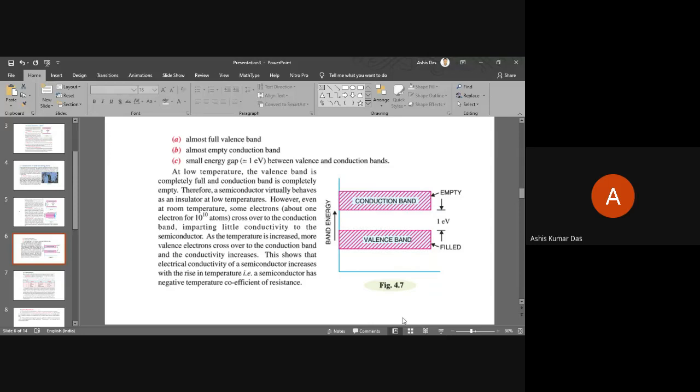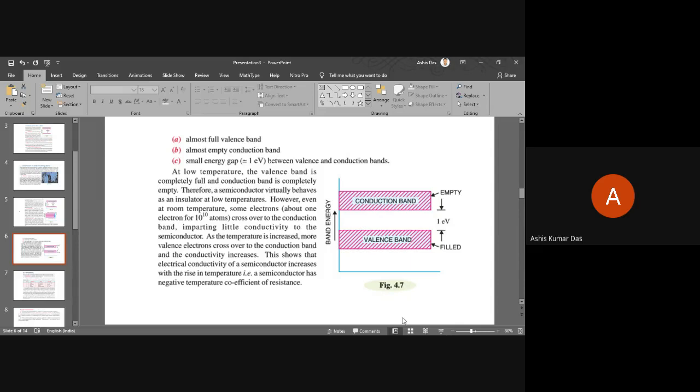That means with the rise of temperature, the conductivity of the semiconductor increases, and now this semiconductor will just behave like a conductor. So the semiconductor has this type of peculiar characteristic. You can see that at a lower temperature, it is just working as an insulator because no free electrons are available to jump from the valence band to the conduction band.